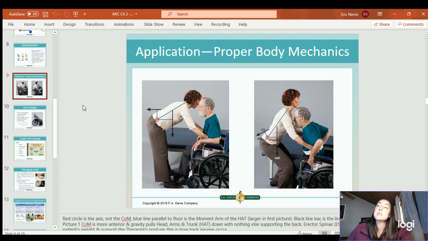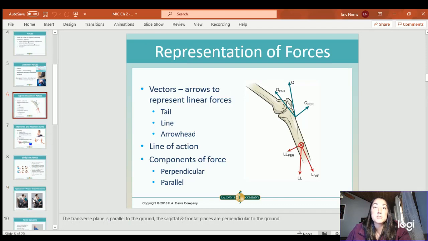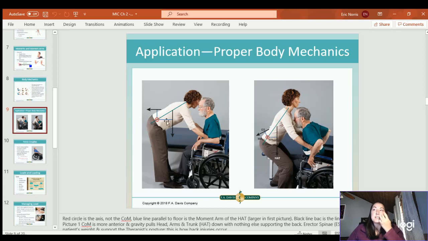Okay, so in this picture, the arrows are called vectors. The vectors are showing us where gravity is. So gravity is pointing straight down, and the line of pull for the erector spinae. Of course, they are the main thing that keeps your back in an extended position, your erector spinae. Okay, the red circle is the axis.